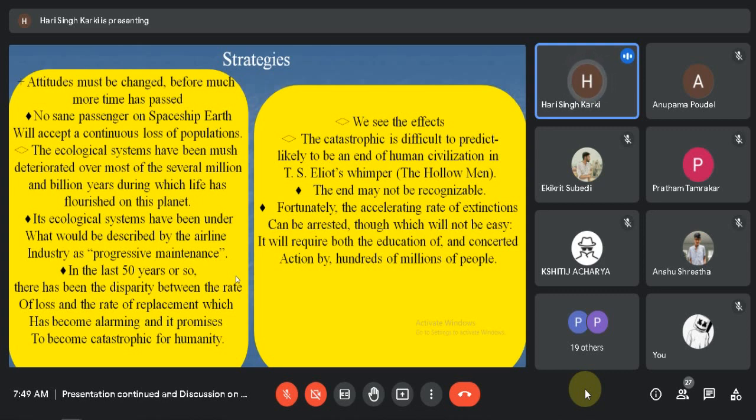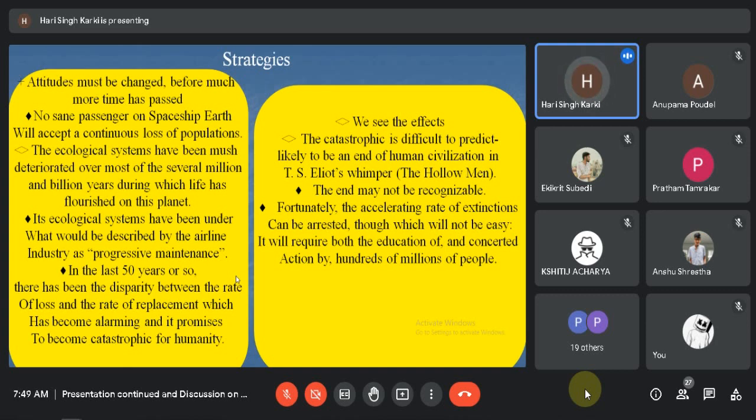Of course, this accelerating rate of extinction, we can stop and arrest it, but that will not be easy. It is not easy, but again it is not impossible either. But for this possibility, we need a joint venture. We need cooperation.